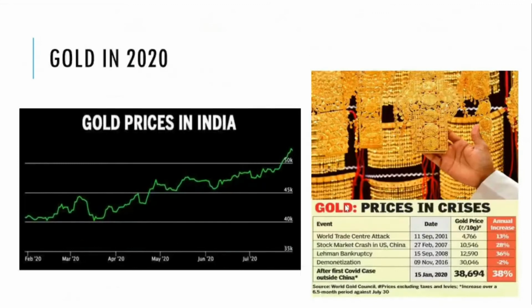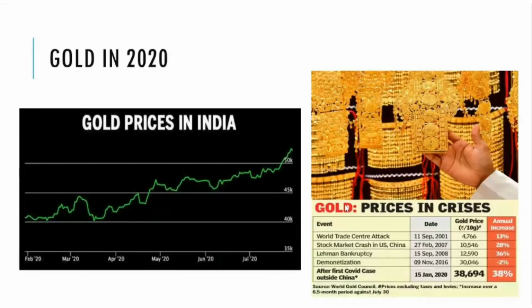When we look at the annual increase in gold, it has been about 38% during this crisis. During the Lehman bankruptcy, it was around 36%, and during the World Trade Center attack, it was around 13%. So the annual increase during any crisis has been the highest during this pandemic.